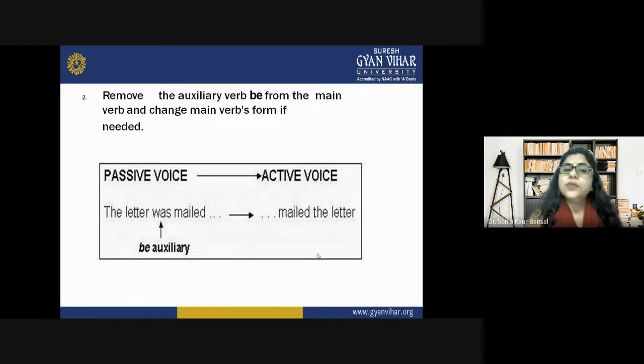Clear, students? Now, rule number 2: remove the auxiliary verb be. You have to remove that be, was, is, am, or are, whatever you are using, from the main verb and change the main verb's form if needed. So, the letter was mailed. This was the be auxiliary and we have to remove it in the active voice. We are just going to change the main verb's form, because here it is was. It is well understood that it is past tense. And in past tense, if we are not using was, then definitely simple past tense will work in active voice, that is by adding ed to the verb. Mail, was mailed. So, mailed the letter will be correct in active voice. So the auxiliary verb will also be removed in the active voice sentence.